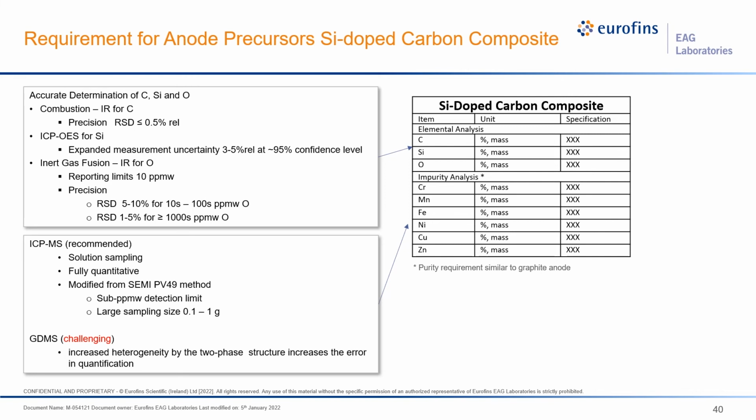In terms of silicon, we developed a way to stabilize silicon in solution, and we can achieve a relative measurement uncertainty of 3 to 5% at 95% confidence levels. And for oxygen, at EAG we have also developed methods that can achieve RSD of 5 to 10% at 10 to 100 ppm levels, or 1 to 5% even at high oxygen levels. So for the composition, this is typically what we're using.